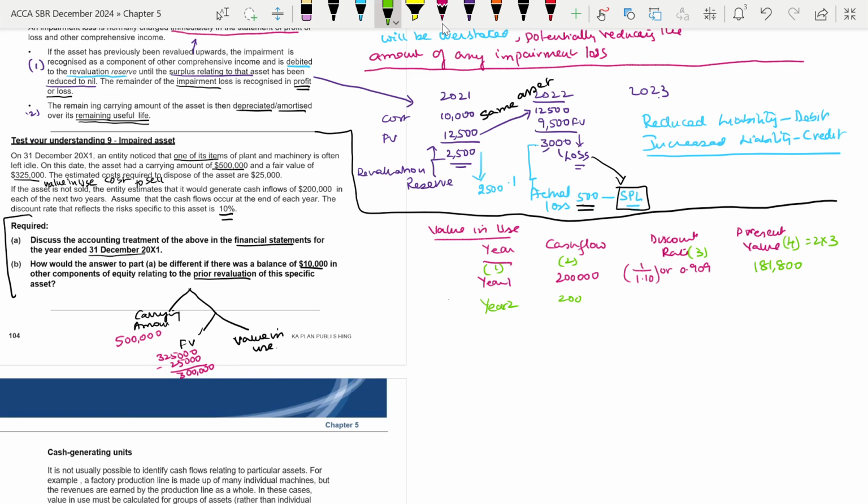Year 2. How much is the cash flow? 200,000. 1 divided by 1.10 to the power of 2 comes to 0.826. 0.826 times 200,000 is how much you will get? 165,289. Total how much?